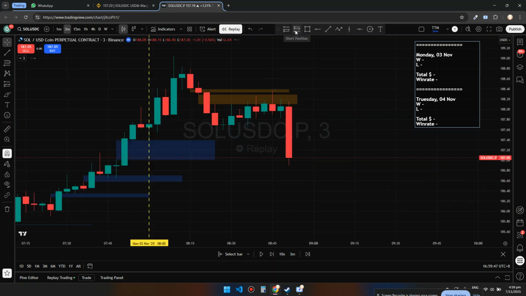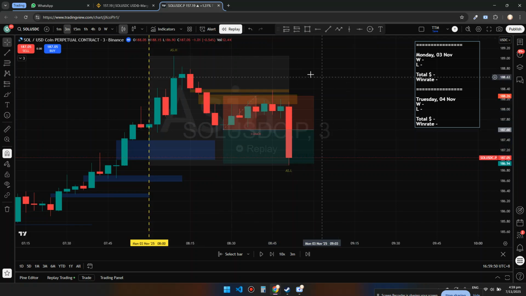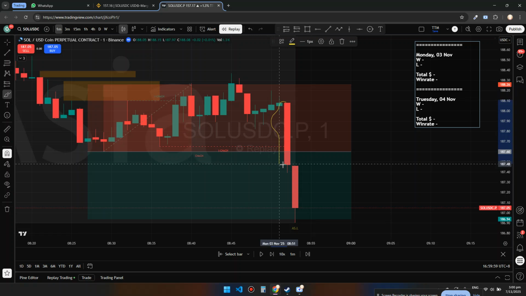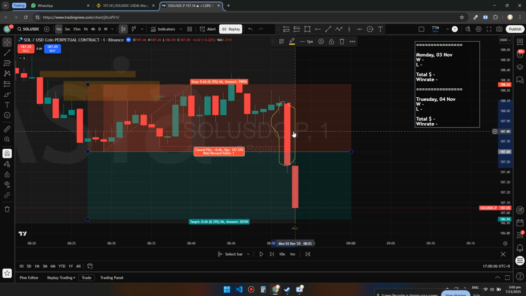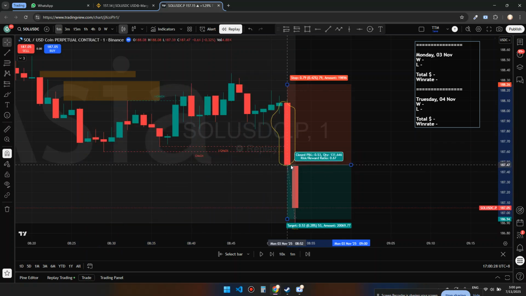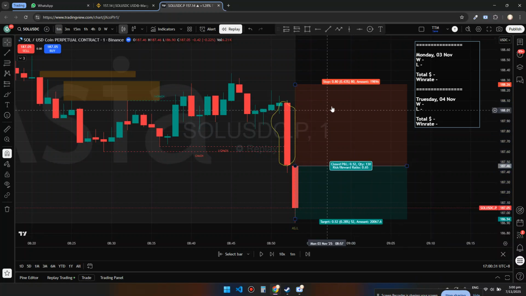Okay, let me plot the short position first. Yeah, you can see like that. And then on the 1 minute, this is super important. I want to see this candle close below the green area. When this candle closes below this green area, it means that this change of character is valid, is confirmed already. So I will enter on the next 1 minute candle like this.